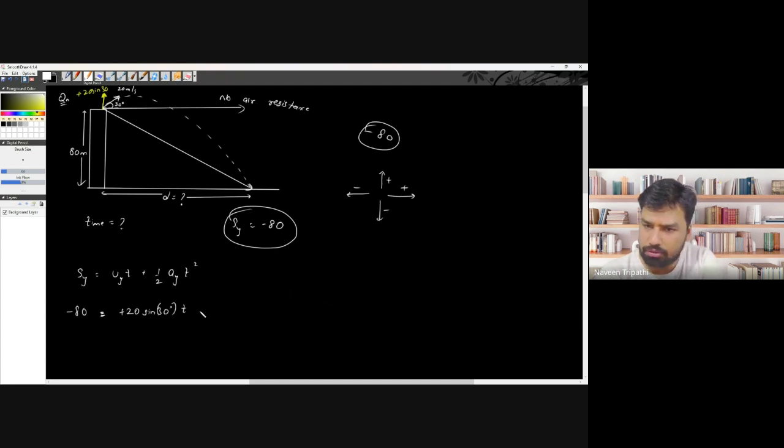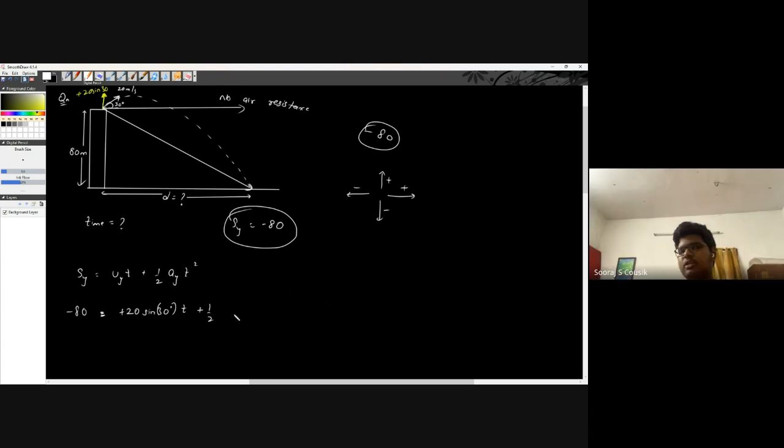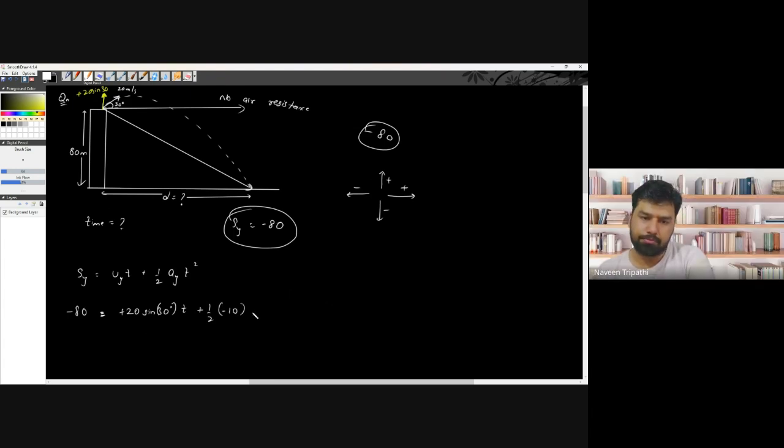Time is, of course, unknown. Let it be T. Half, what is Ay? Minus 10. Minus 10, T square. Minus 80 is equal to 20 sine 30, which is half, T, plus half into minus 10 T square. Minus 80 is equal to 10T minus 5T square.